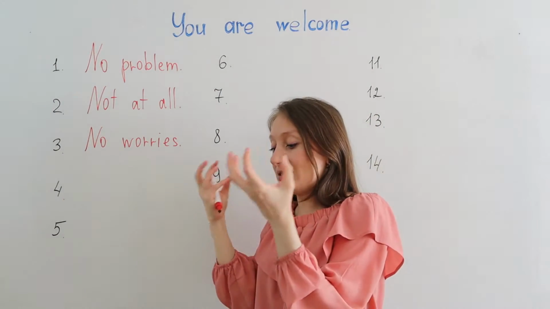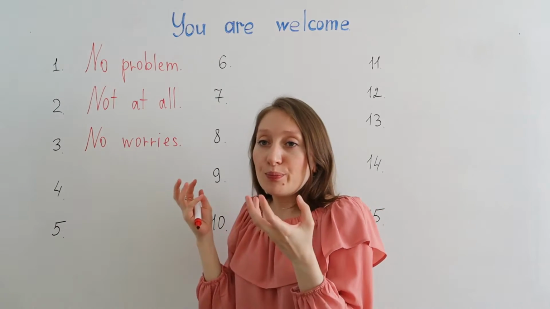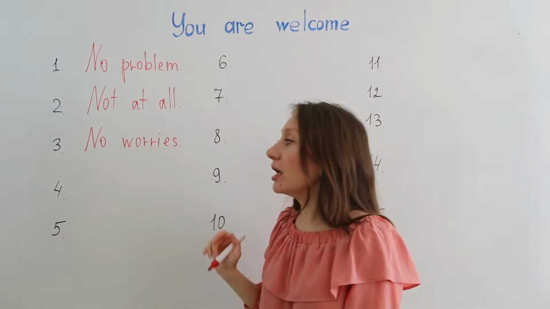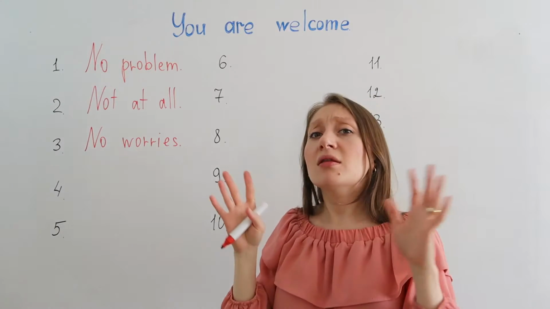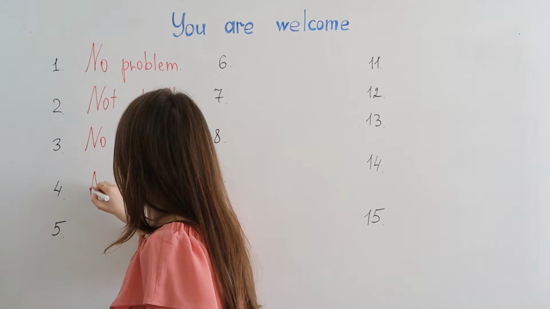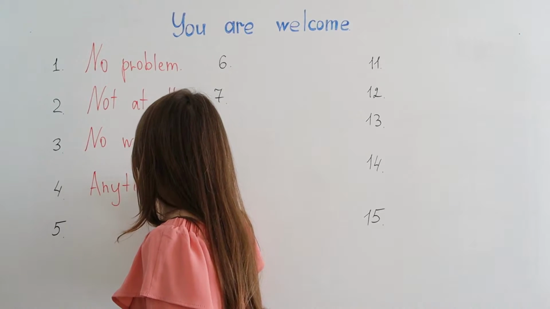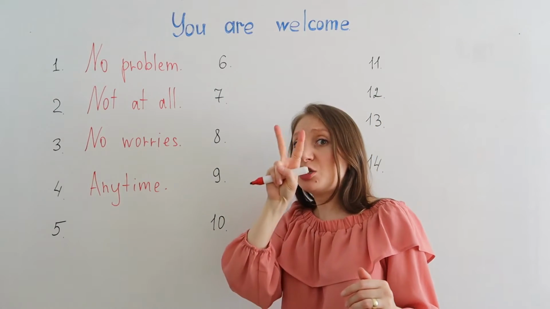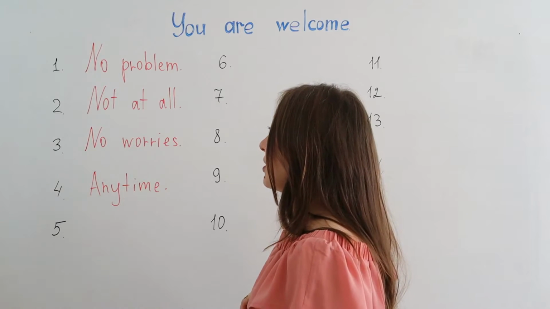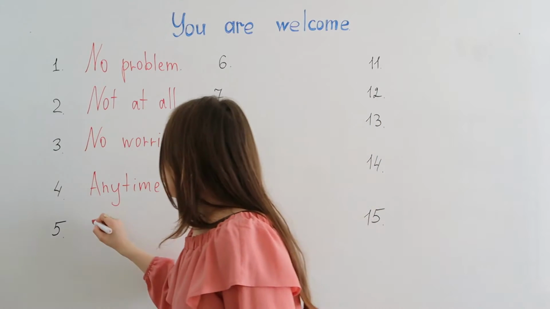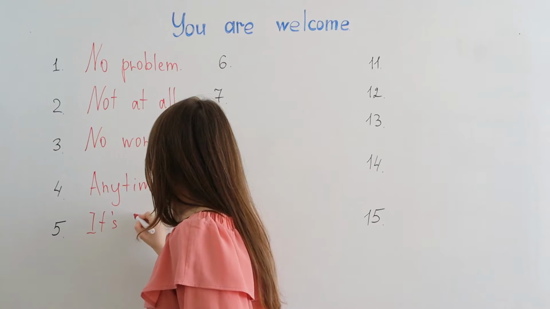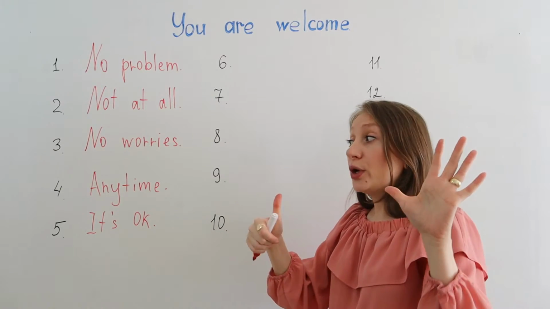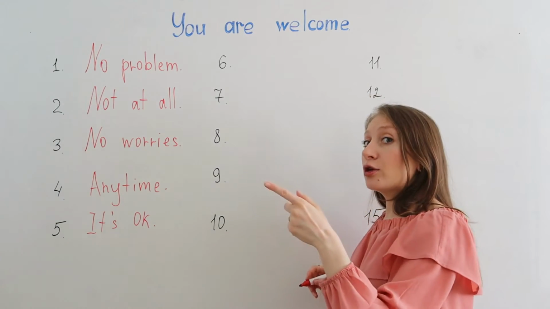If you want to know the exact translation, you can translate these phrases. But usually the main meaning is the same, thank you, you're welcome, okay? Number four is anytime. Okay, anytime, no problem. Sometimes you can unite them. You can say two phrases instead of one. Number five is, it's okay.